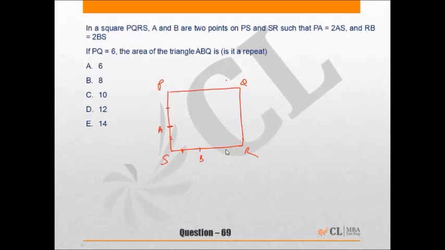It is also given that PQ is 6 unit. So if PQ is 6 unit, PS and SR will also be 6 unit, as we have a square. From here we get PA as 4 units and AS as 2 units. Similarly, SB as 2 units and BR as 4 units. And we have to find the area of ABQ. So we need to join AQ and QB and then AB.